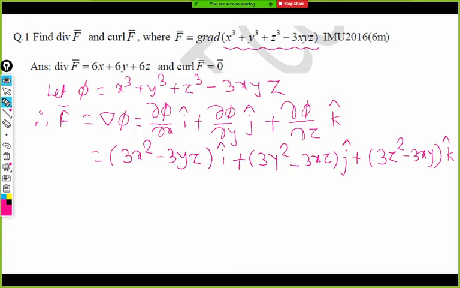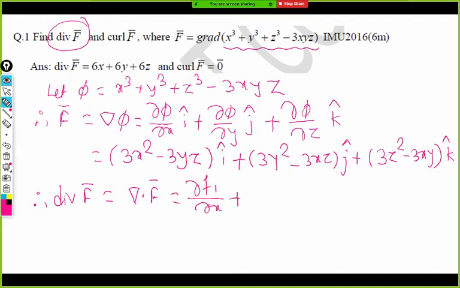Now we got a vector f bar because vector f bar is not given directly, so we should calculate it by a gradient. And now we can move to the remaining part. Our aim is to get a divergence of f bar and then curl f bar. So let me calculate divergence of f bar. What is the formula? Divergence of f bar is del dot f bar. This is the notation, and dot product gives us a scalar quantity which is dou f1 by dou x plus dou f2 by dou y plus dou f3 by dou z.